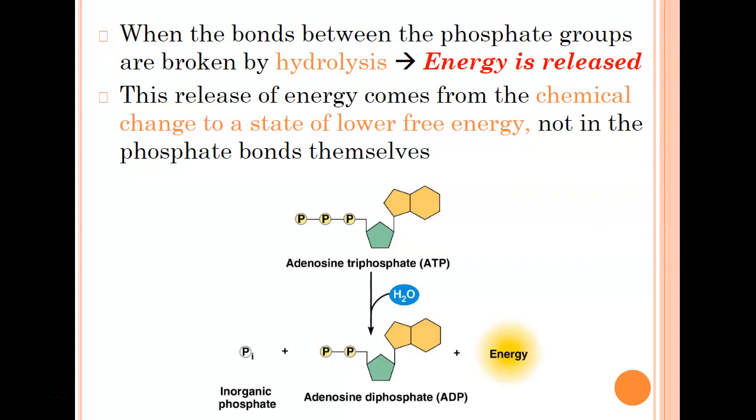So here's kind of what that looks like. When these bonds are broken by hydrolysis, we've learned that before, hydrolysis, to break with water, energy gets released. So when you chop off a phosphate, energy comes off the side. This release comes from a chemical change. So it's not to say just breaking that bond magically makes energy pop out, but really it's a chemical change. When there is a lower energy level, things have gone from a high to a low, and that difference has left as energy.